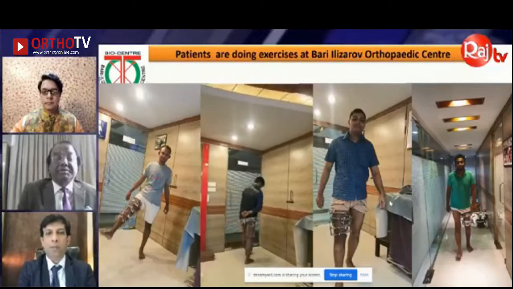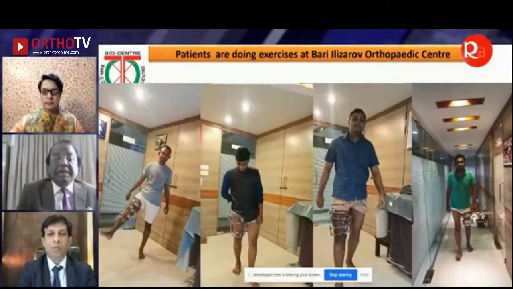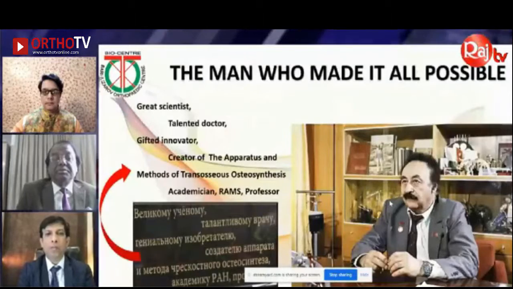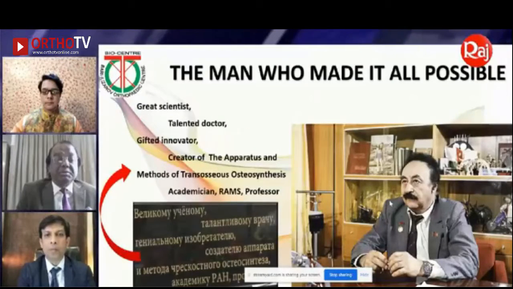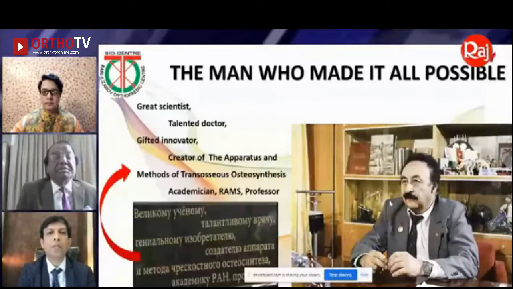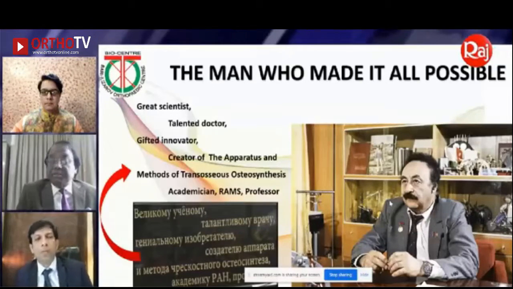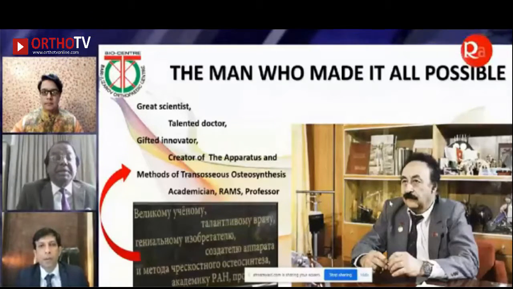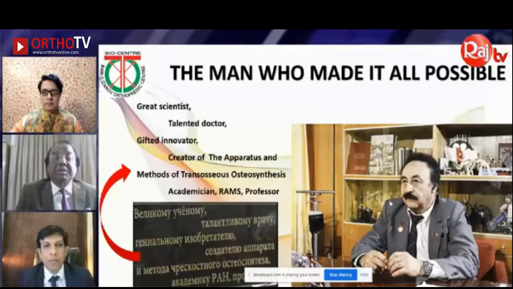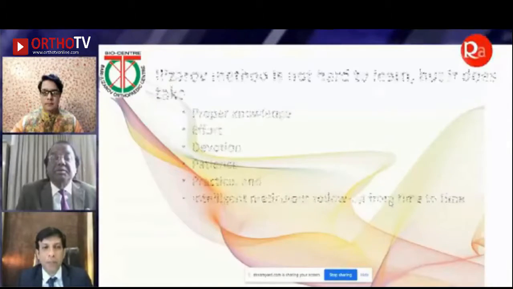The tightness of the wires, fixation of the nuts and bolts, proper dressings, and follow-up of the nuts and bolts all the time, this is very important. The man who made it possible, this is at the graveyard of Ilizarov. It is written at the graveyard of Ilizarov: great scientist, talented doctor, gifted innovator, creator of the apparatus and the method of transosseous osteosynthesis, academician, Russian Academy of Medical Sciences, Professor Gabriel Abramovich Ilizarov.